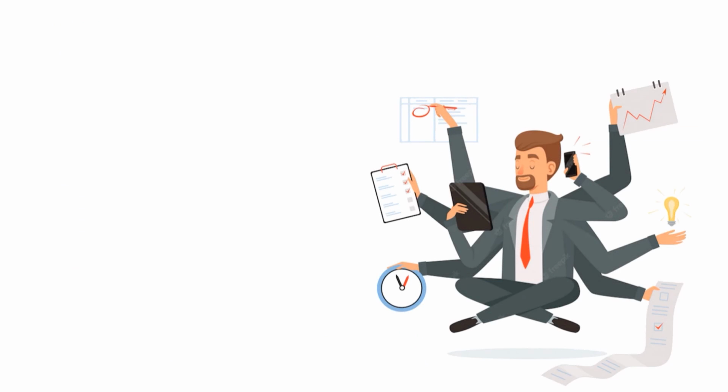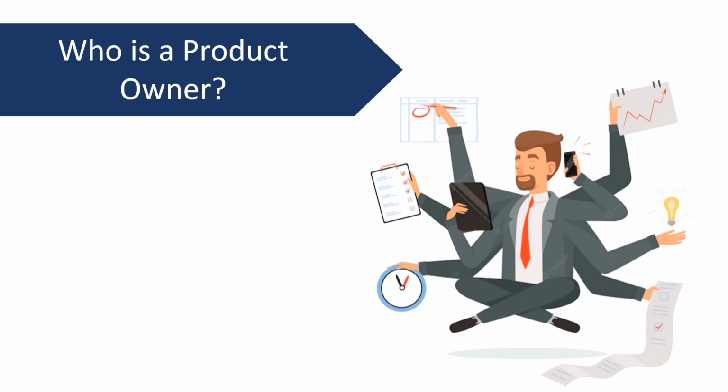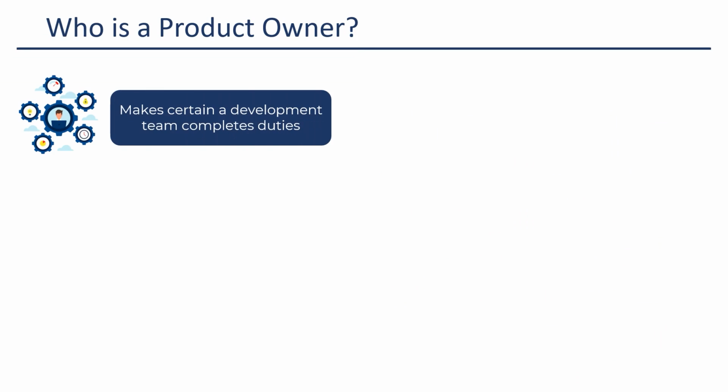Now let's understand who is a product owner. A product owner is a specialist who makes certain a development team completes duties that enhance a product. Additionally, they act in the client's and their consumers' best interest. The position is derived from Scrum Project Management, a framework for setting up the team dynamics and duties for a project. The backlog, or list of necessary work, is likewise managed by the product owners.